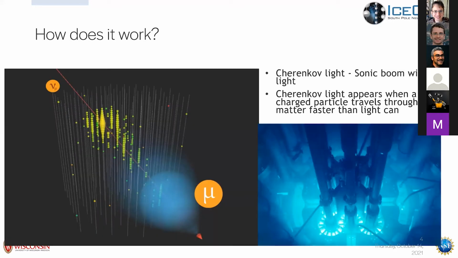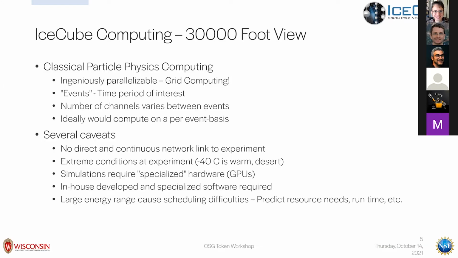So quickly, just how it works. We have something called Cherenkov light, which is just a sonic boom, but with light. You typically see this in nuclear reactors. What basically happens is a charged particle travels through a medium faster than the speed of light in that medium, and gives off some light as it loses energy. So in IceCube, a muon neutrino can interact with the detector, and the resulting muon from that interaction travels through the ice and emits light, and we detect that light.